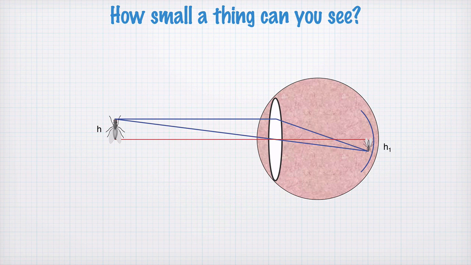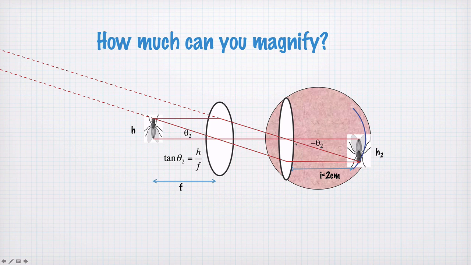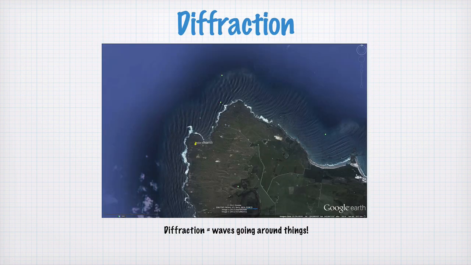Then we'll think about the limits of our own vision. So we're trying to see some small object here. How small an object can we see using our retina and the lens in our eye? How much can we improve it by adding lenses in front of our eyes like magnifying glasses and microscopes? And we'll think about telescopes as well and looking at things that are a long way away.